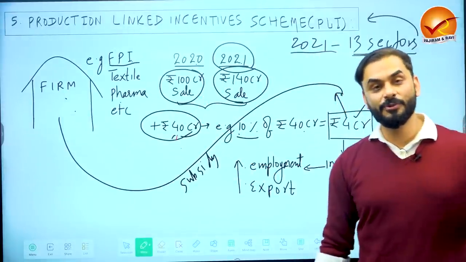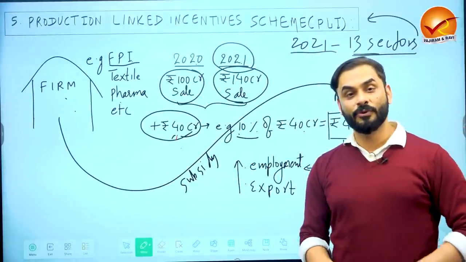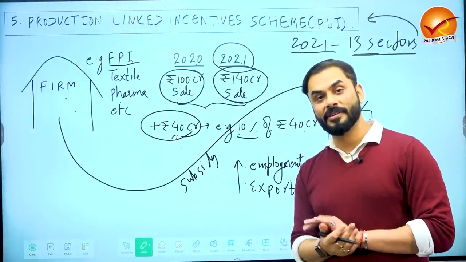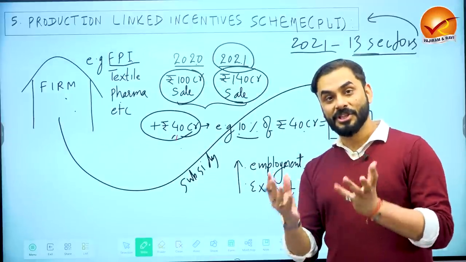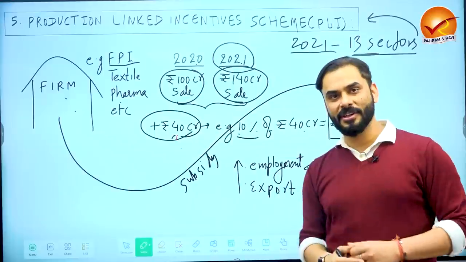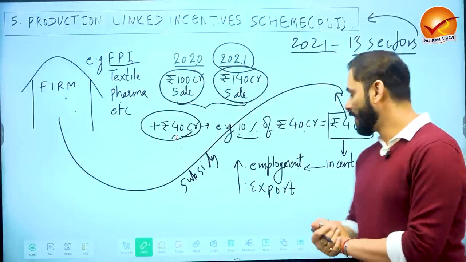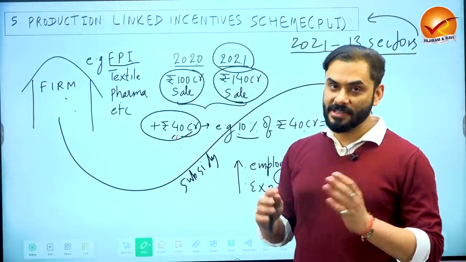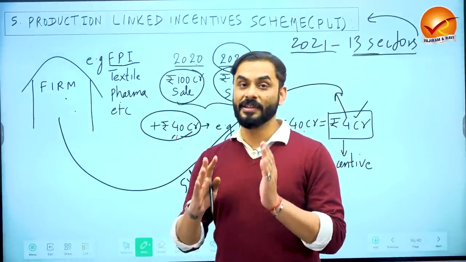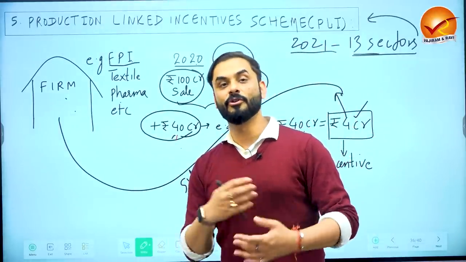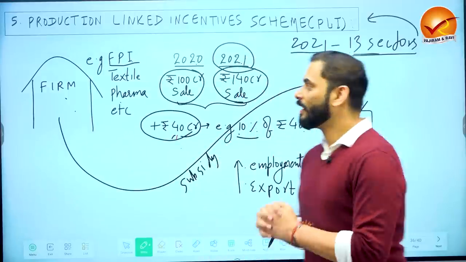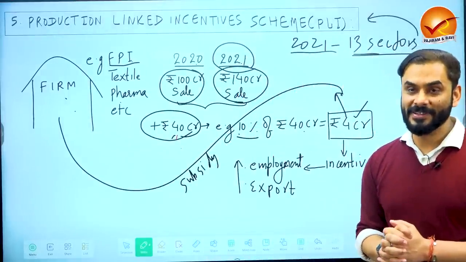And how does this company use this 4 crore? It uses it in buying better raw material and creating a better quality product, isn't it? Buying better machines, improving production, improving volume of production. So employment will increase and exports out of India will increase. This is the effect of production-linked incentives. And India might become a global powerhouse, a global manufacturing hub. So this is your production-linked incentives.